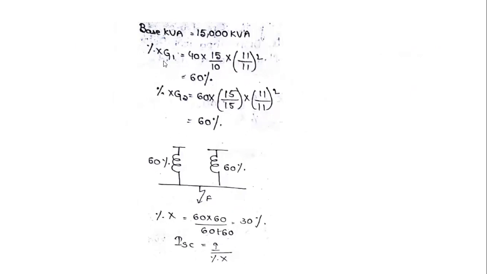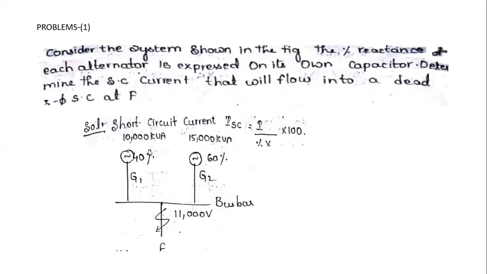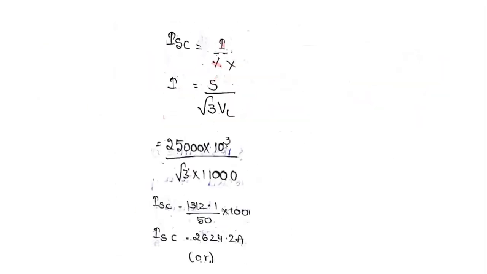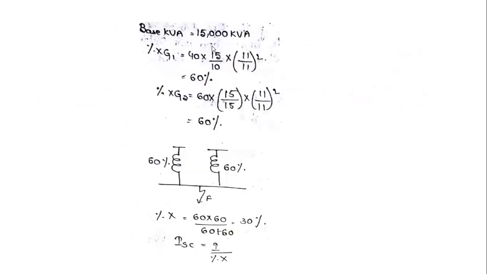What is the generator G1 reactance? 40 into base kVA 15 by the rating of generator G1, which is 10 kVA. In the first case, we considered 25 kVA as the base kVA, taking 10 plus 15 kVA. In the next case, we take the highest rating of any generator. What is the highest rating? That is 15, generator G2. Then we consider the base kVA as 15.